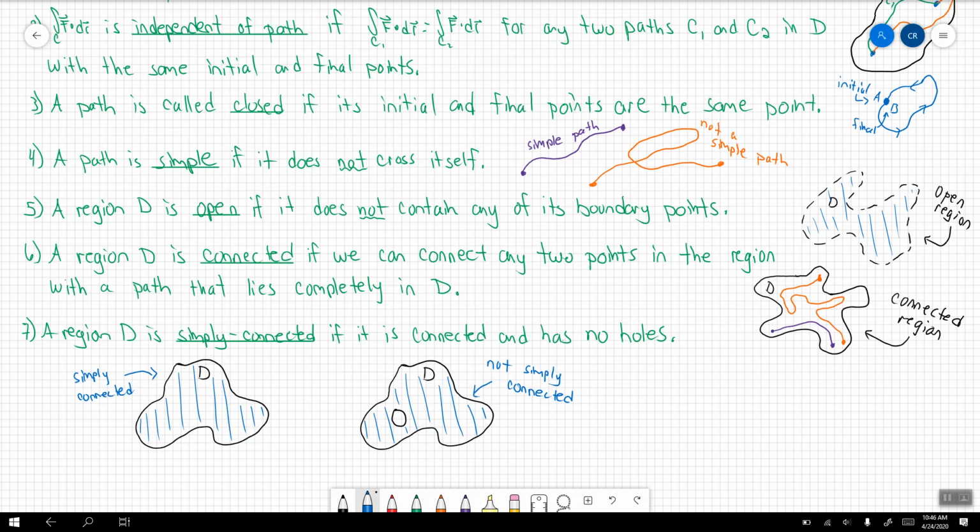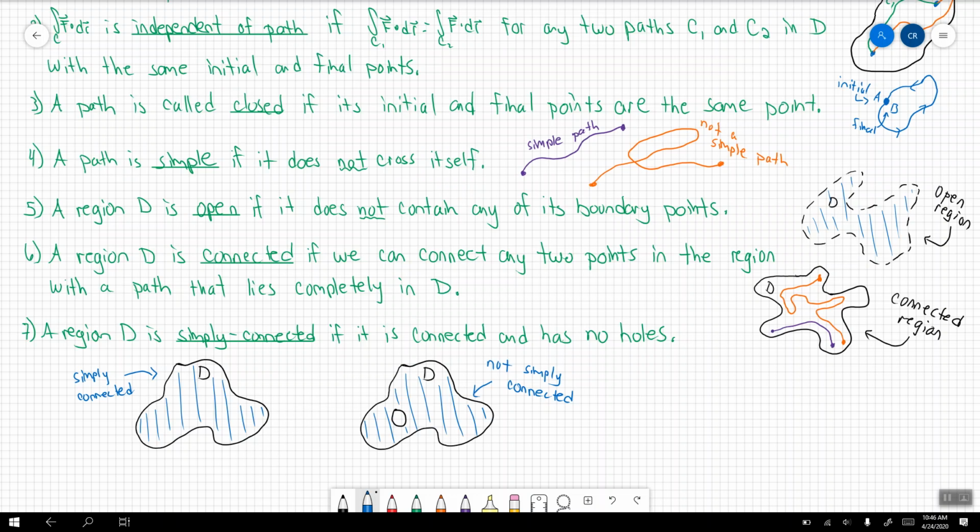Number 6, a region D is connected if we can connect any 2 points in the region with a path that completely lies in the domain D. So can we find 2 points and then connect them with a path that lies inside of the region? That's the only stipulation. If we can, great, then that region is connected. Now remember, we're trying to do this so that the region D is inside of some vector field, and these paths that we're looking at are going to be the curves that we want to be integrating over.